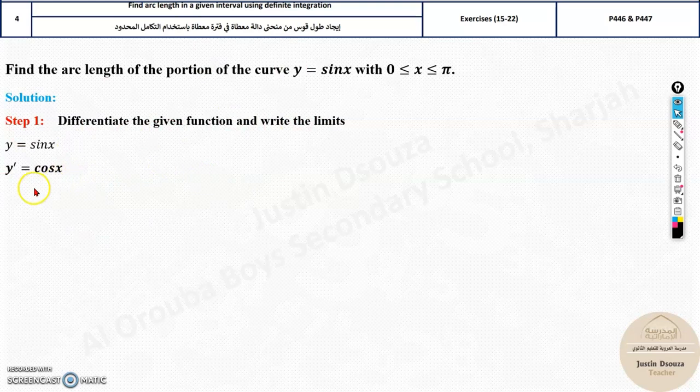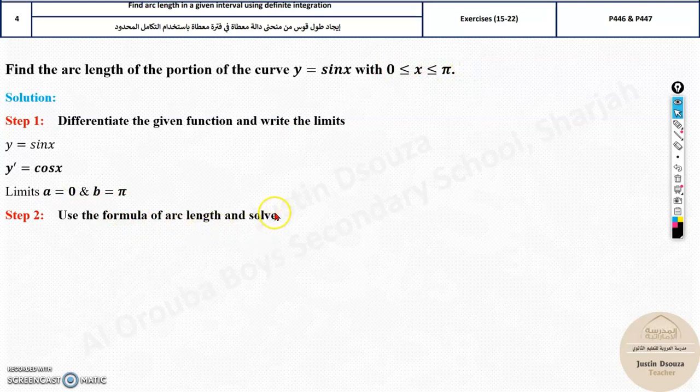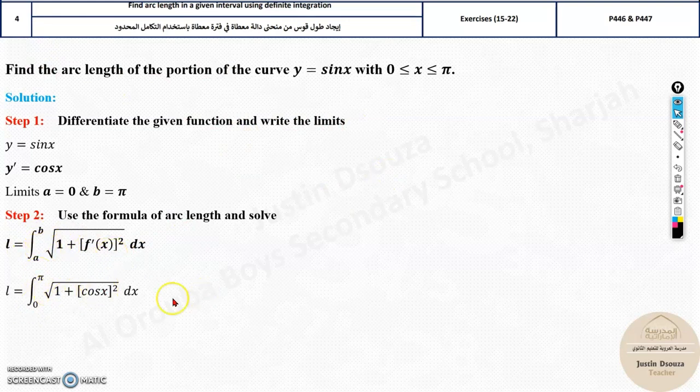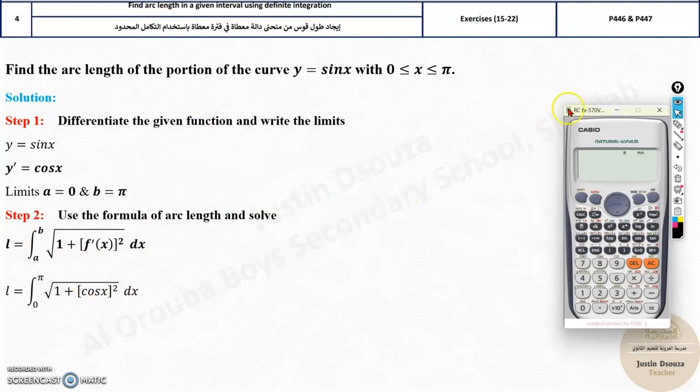It's very crucial. Now, once you have done the differentiation, note the limits. The lower limit a is 0, and the upper limit b is pi. And now you can use the formula of arc length and solve it. The formula for arc length is given over here. You have to memorize this formula. This is a simple formula, and even the surface area, which will come in the coming videos in part B, is again very simple. Only 2 pi will be added over here. So now 0 to pi, we just substitute it, and you can directly do it in the calculator.